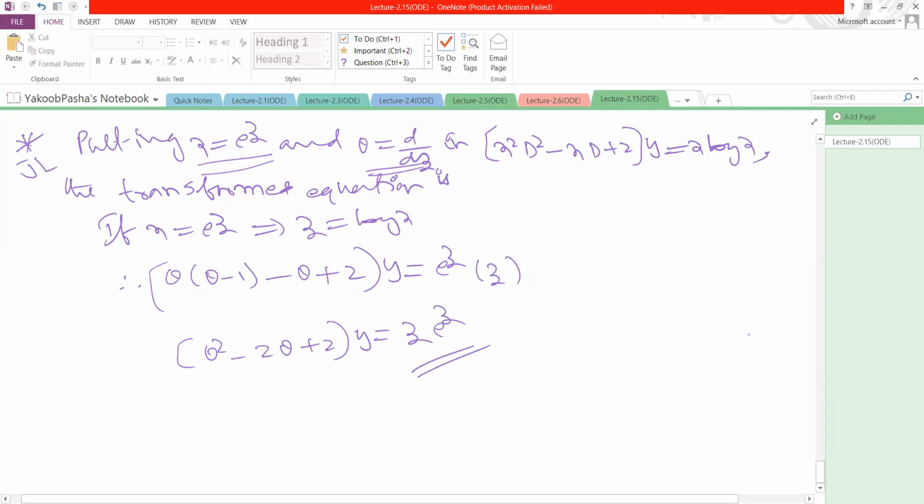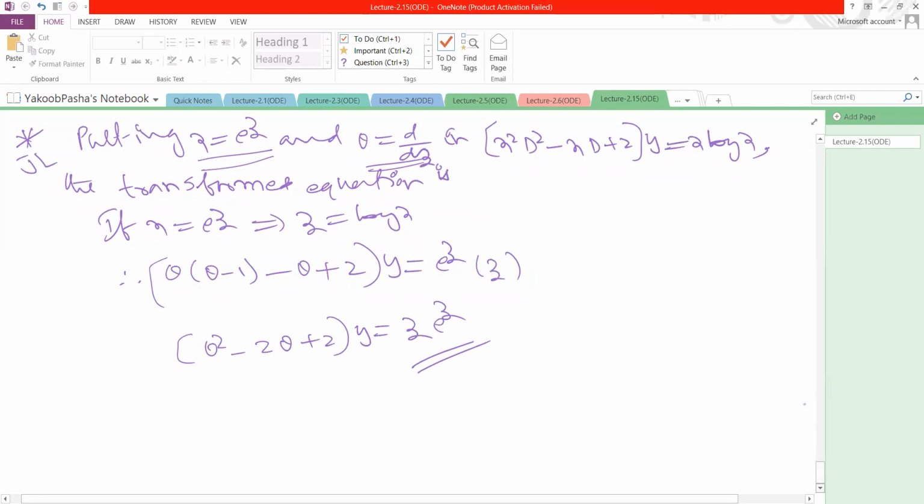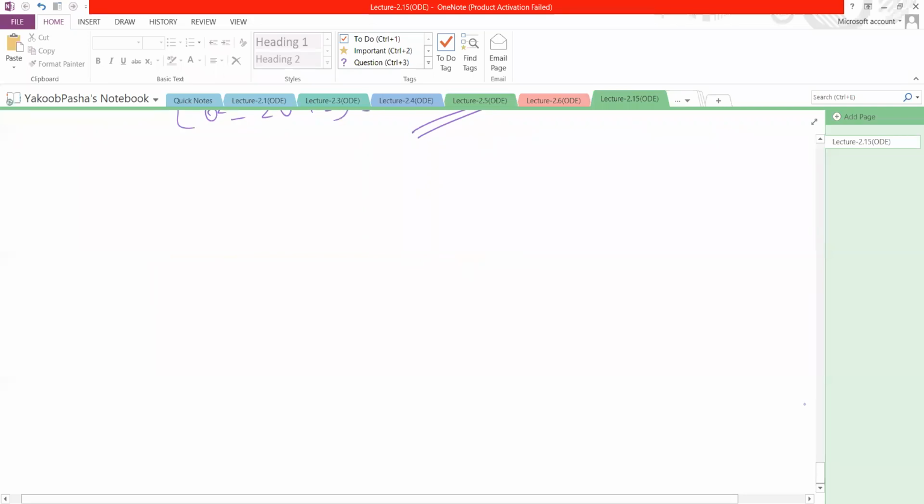Okay, I am taking another problem from GATE 2021. Okay, I'm not mentioning the details there. Let y of x be the solution of the following initial value problem.